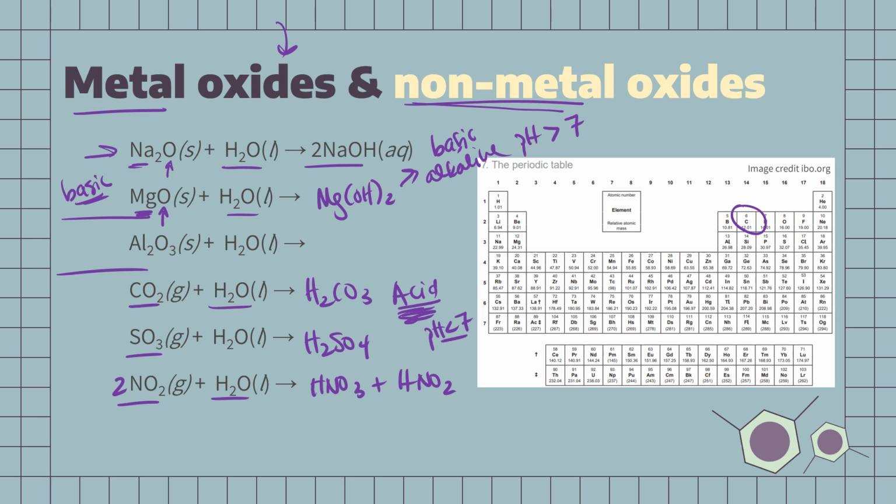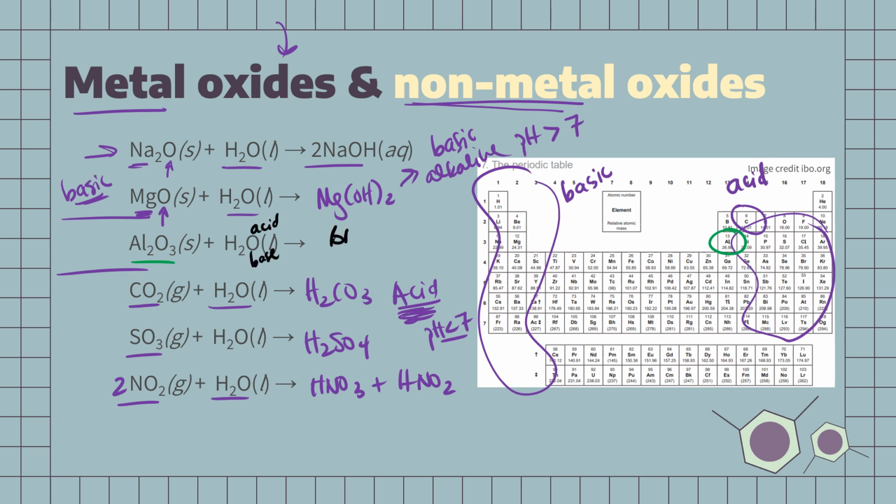So our metal oxides are going to react with water to make basic solutions. Our non-metal oxides are going to react with water to make acidic solutions. But what about aluminum? I skipped it. Aluminum is a metal, but interestingly, aluminum oxide does not react with water by itself. It doesn't dissolve, it doesn't react, nothing really happens. But if I add a little bit of acid or a little bit of base, then I can get a base or I can get an acid.